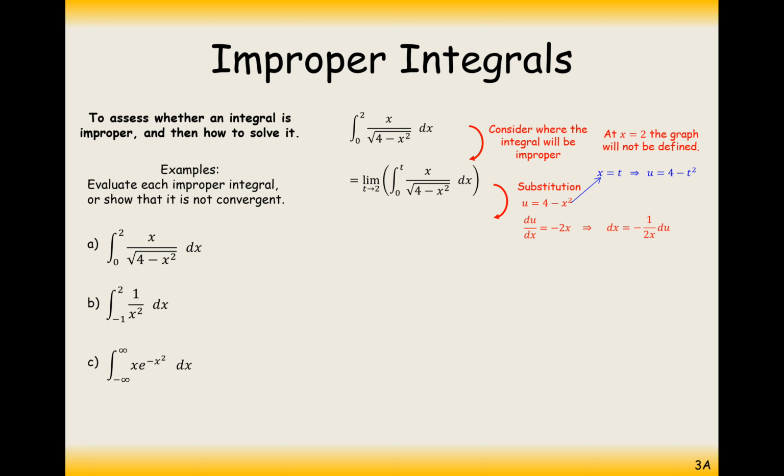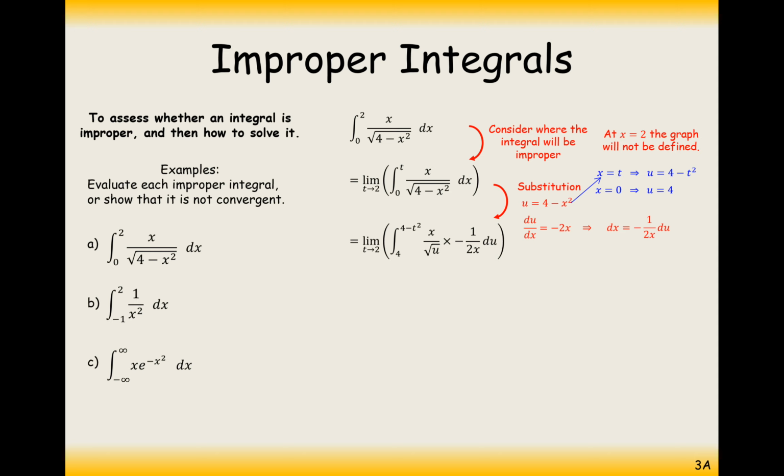So when x is equal to t and I substitute t into my substitution, then u is going to become 4 minus t squared. And when x is equal to 0, the bottom limit, put x equals 0 into your substitution, and you get u equals 4. So now my new boundaries are between 4 minus t squared and 4.